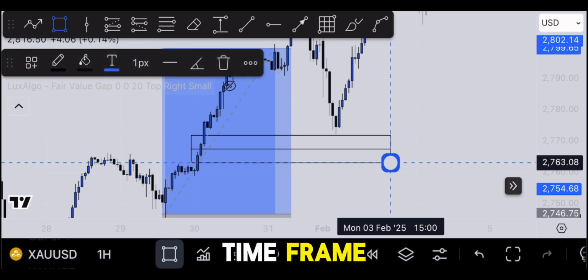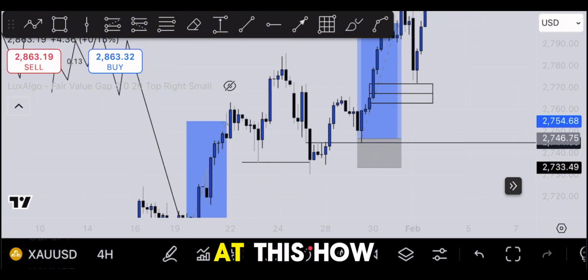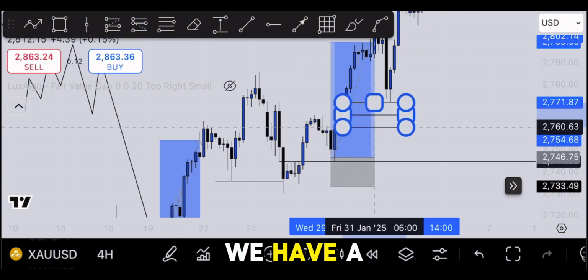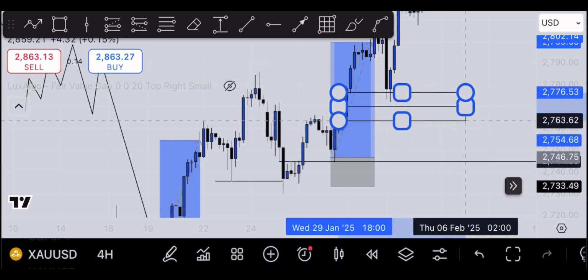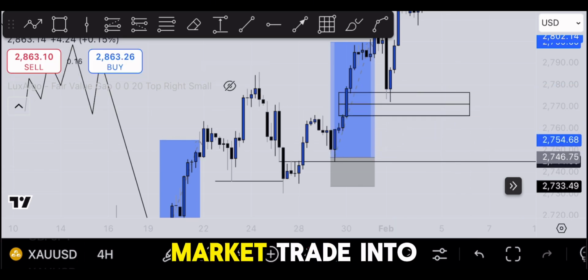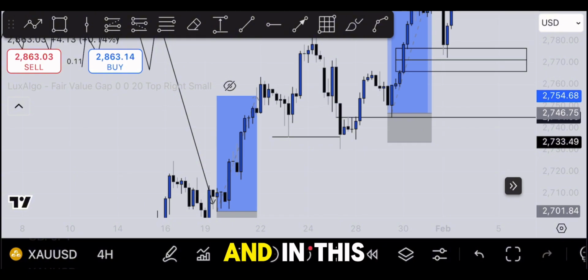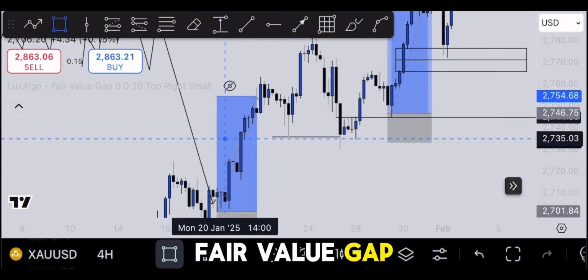If you go to the higher time frame, you actually see the fair value gap more clearly. Take a look at this, how we have this fair value gap right here, starting over there, and it's retracing all the way down here, and you can see how the market traded into that fair value gap. And in this scenario again, you can see how the market traded into this fair value gap right here.